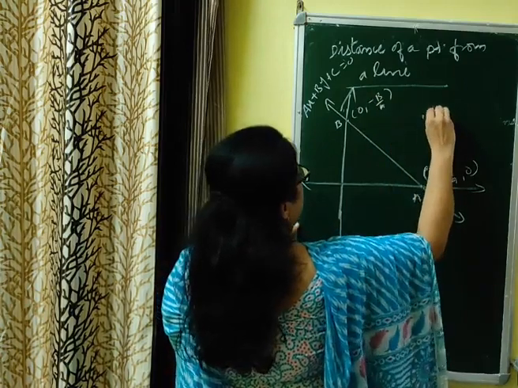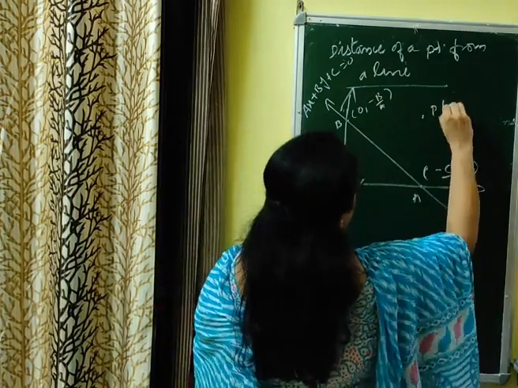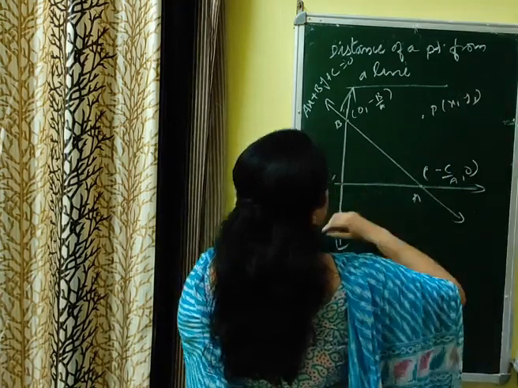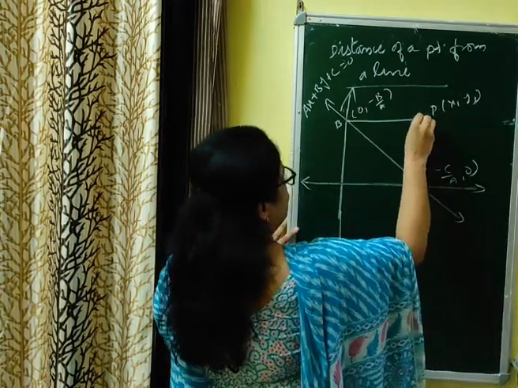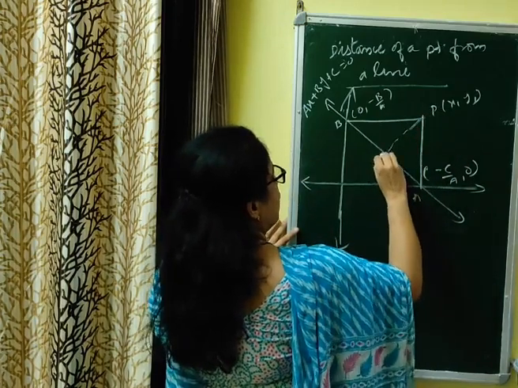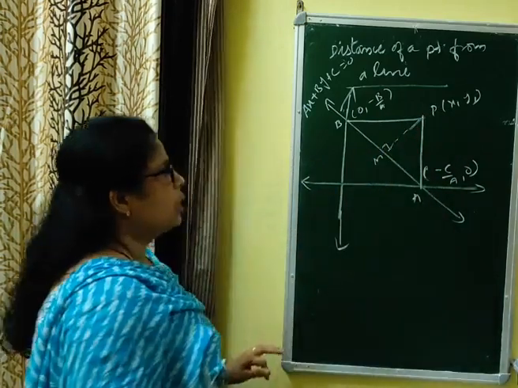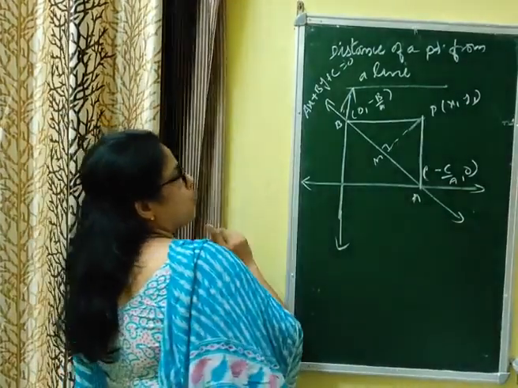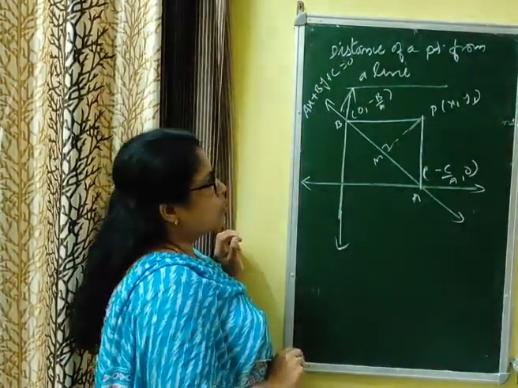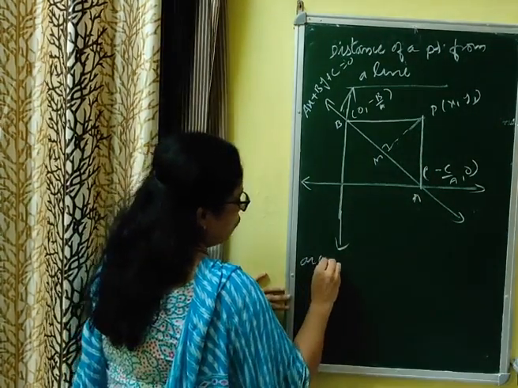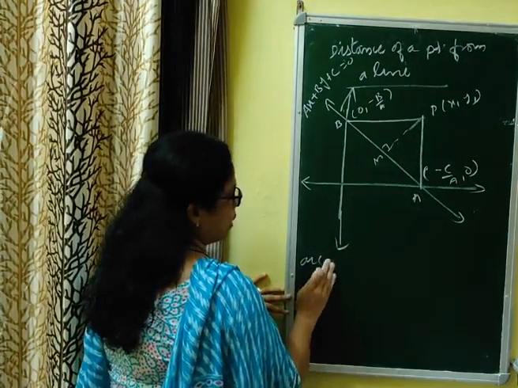Let P be the point x1, y1, whose perpendicular distance from this line is to be found out. Let the perpendicular distance be m. We have to find out this distance, so I will explain the concept. First of all, you will find the area of the triangle APB.